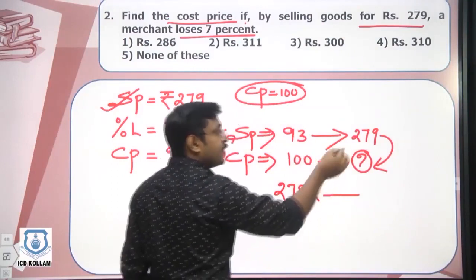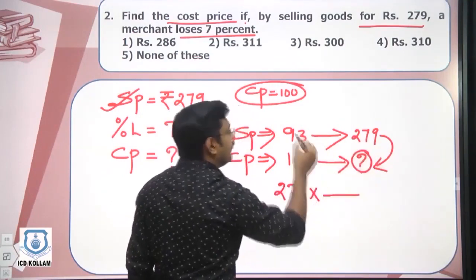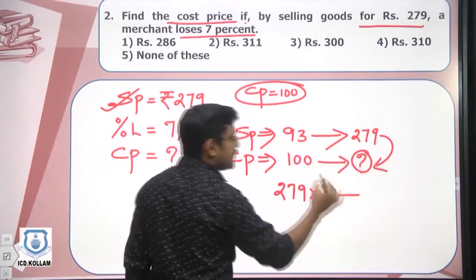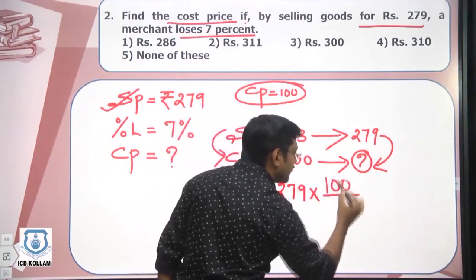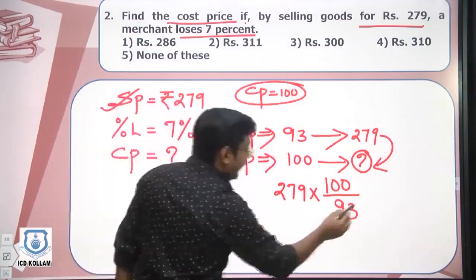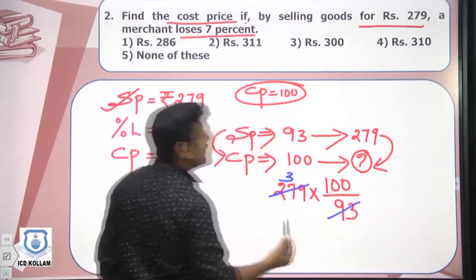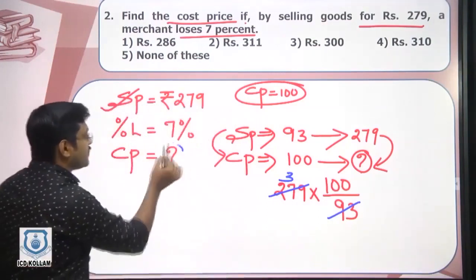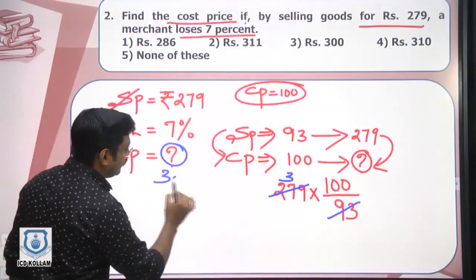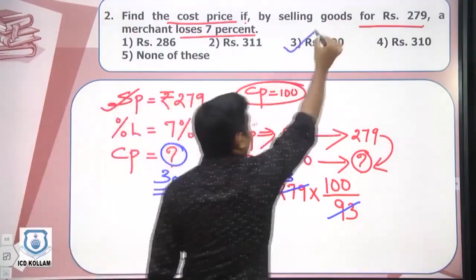Think like this. If we need to get a smaller number, we need to consider smaller number in the numerator. If we need to get a larger number, we need to consider a larger number in the numerator. So here the larger number is 100. So I am considering 100 in the numerator and 93 in the denominator. I am cancelling and solving this. Yes, 93, it is 3 times. So 3 into 100. That means the answer is 300. So for this question, the answer is 300. That is option number 3.